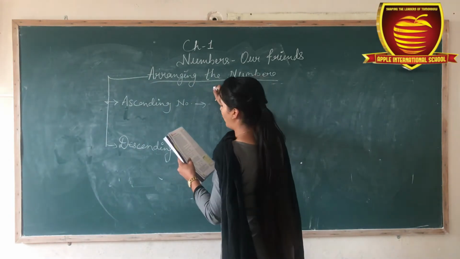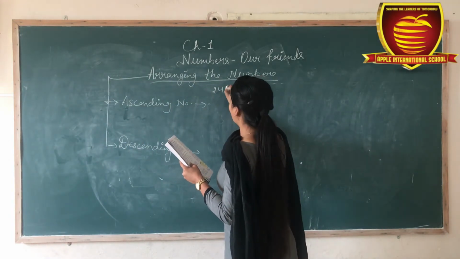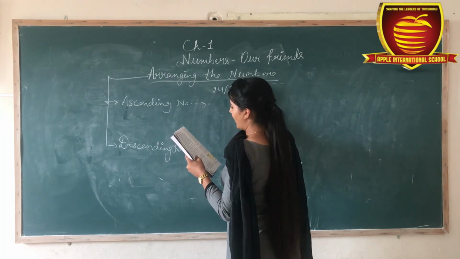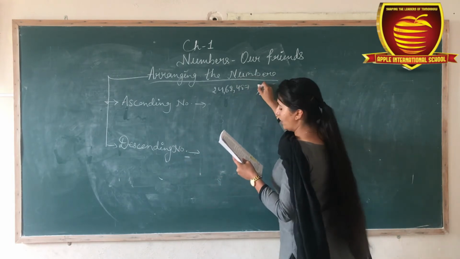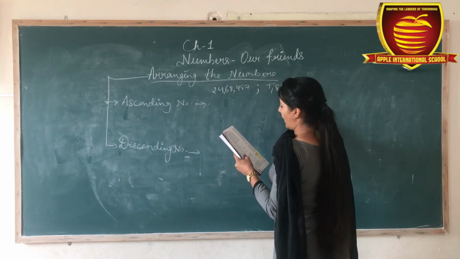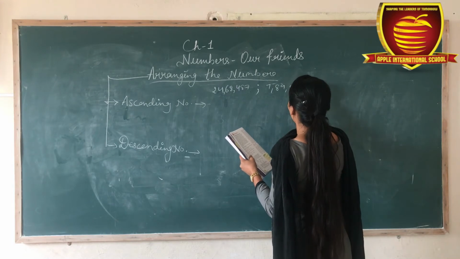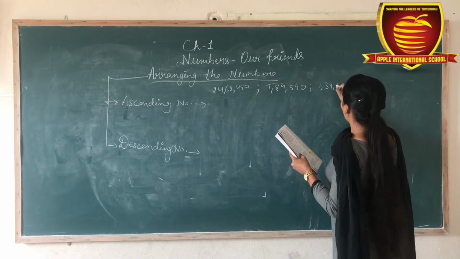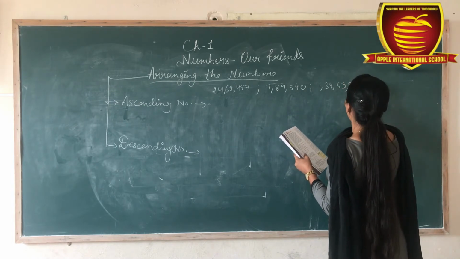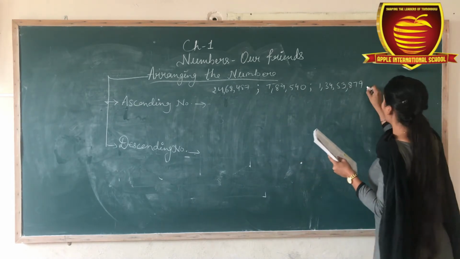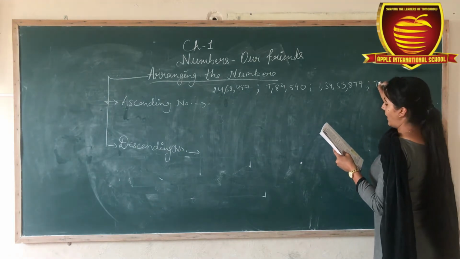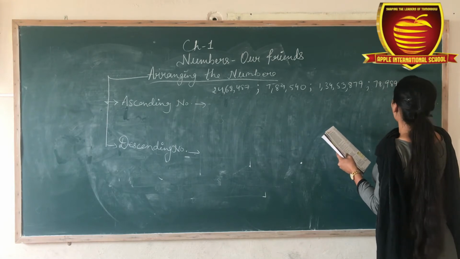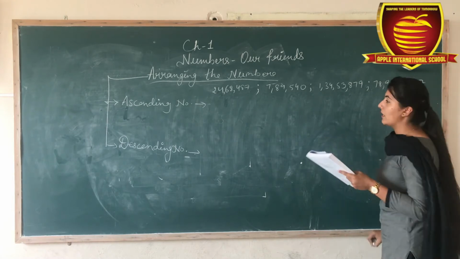For example, we have to arrange these numbers: 2468487, then 789540, then 13453879, then 7898 9, and the last one is 4807.